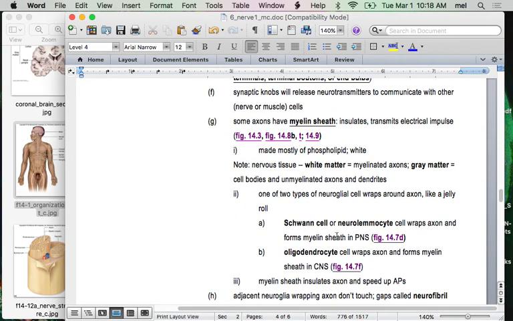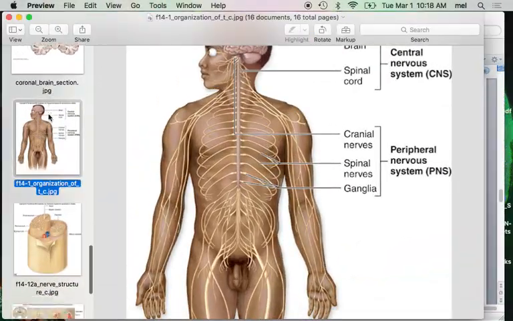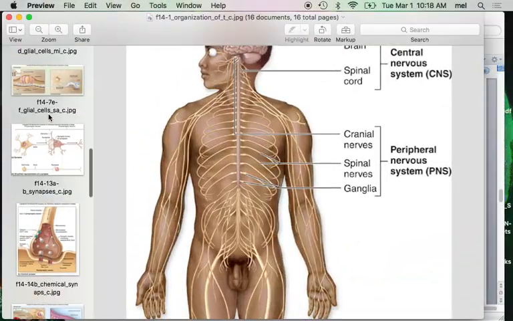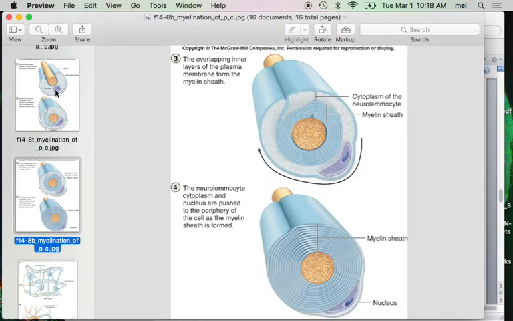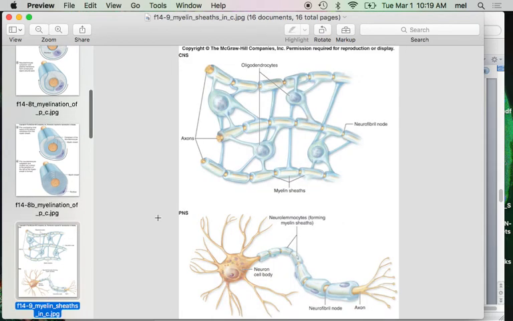Now there's actually two different ways of myelinating an axon. The one that we looked at is the way that it occurs in the peripheral nervous system, because this little cell called a Schwann cell, or neurolemmocyte, devotes its entire self to wrapping around the axon. But the way that it occurs in the central nervous system is not like this. This is in the PNS.